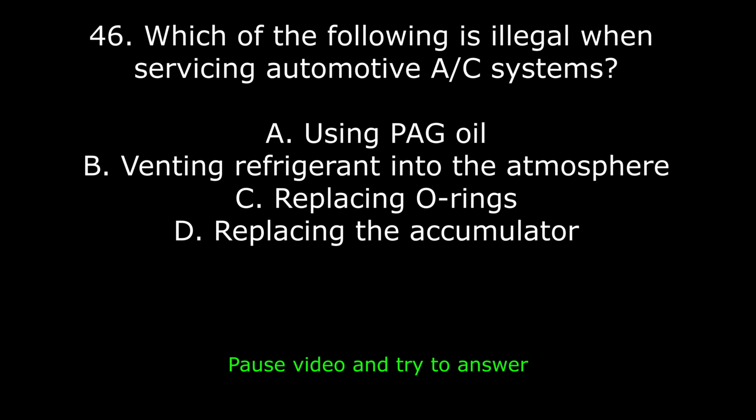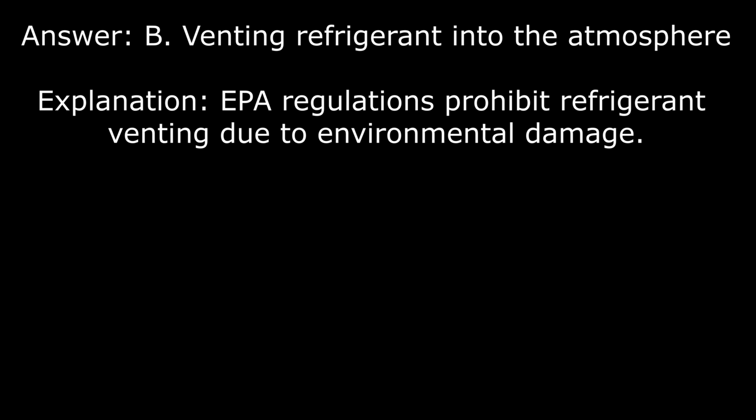Oil. B. Venting refrigerant into the atmosphere. C. Replacing O-rings. D. Replacing the accumulator. Answer. B. Venting refrigerant into the atmosphere. Explanation. EPA regulations prohibit refrigerant venting due to environmental damage.